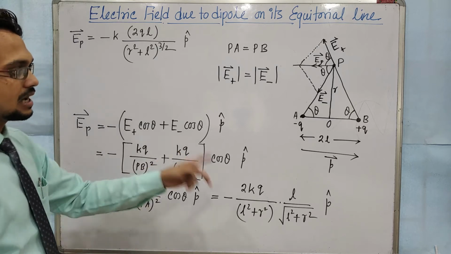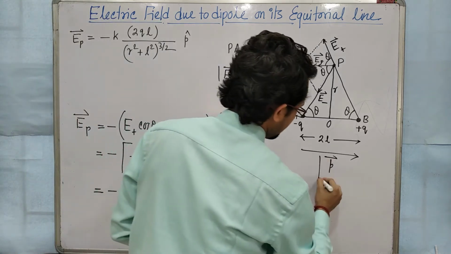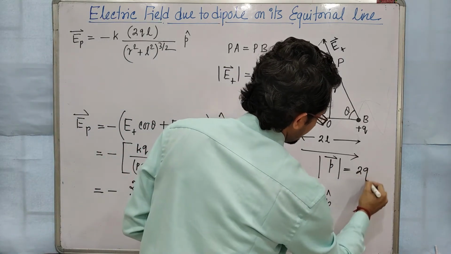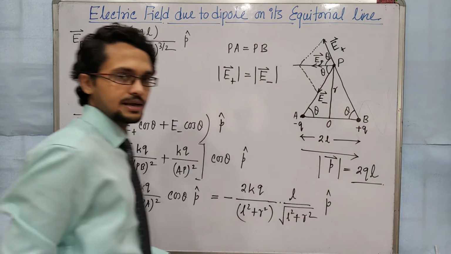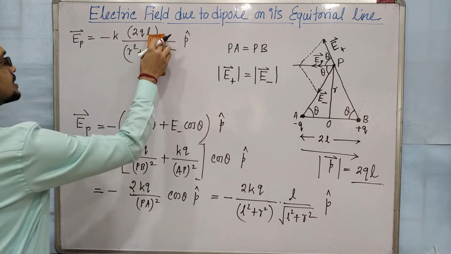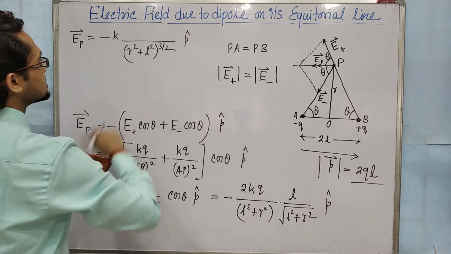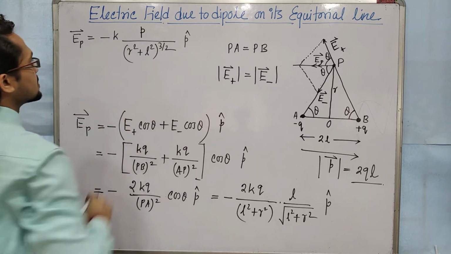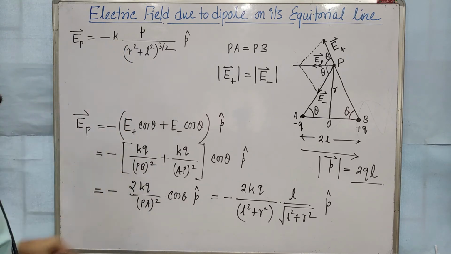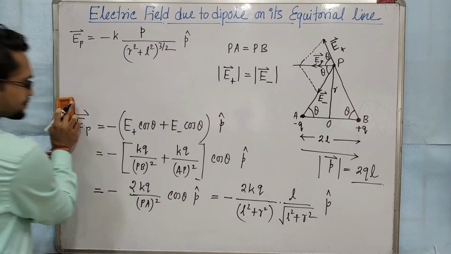2QL is the dipole moment. The magnitude of P is what? 2QL. So 2QL is the magnitude of the dipole moment, so I am placing it here as small p. K small p by this into P cap.